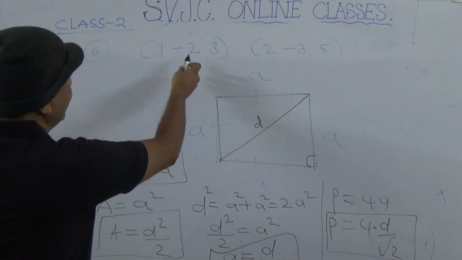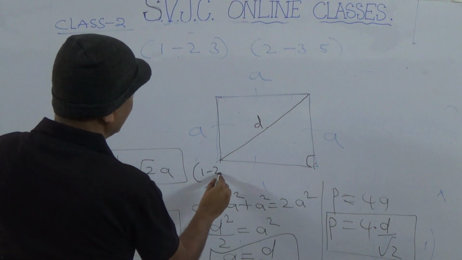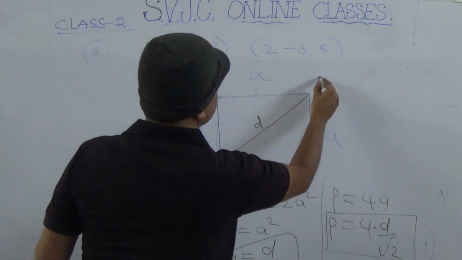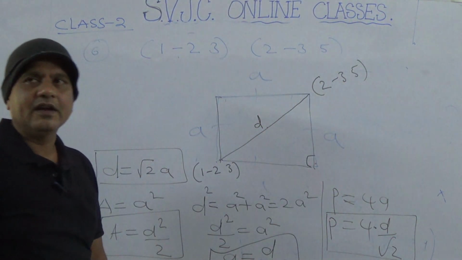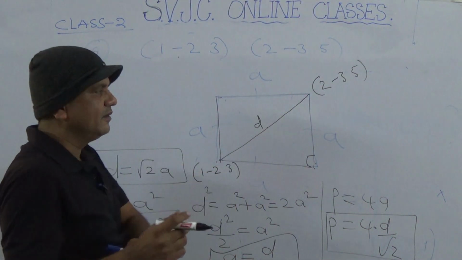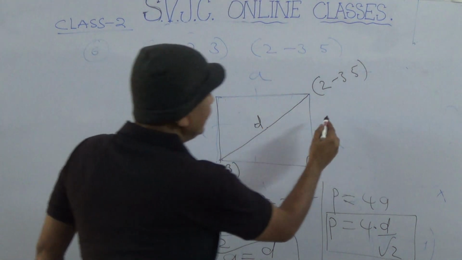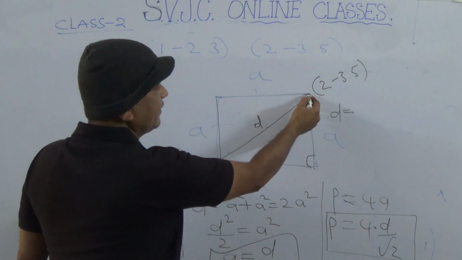So one end point is 1 comma minus 2 comma 3 and the other end point is given as 2 comma minus 3 comma 5, the end points of a diagonal. Now what is the length of its side? Now, d is the length of the diagonal, that is, the distance between the points.